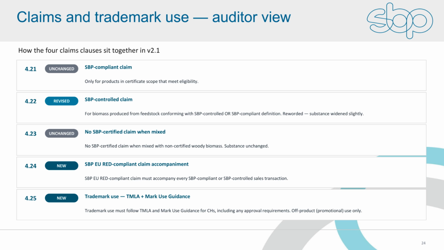Here's how the 4 claims clauses sit together in 2.1. 4.21 is unchanged, the SBP compliant claim, only for products in certificate scope that meet eligibility. 4.22 is revised. The SBP controlled claim now applies to biomass produced from feedstock conforming with either the SBP controlled or the SBP compliant definition. Reworded, substance widened slightly. 4.2 is unchanged. No SBP certified claim when mixed with non-certified woody biomass.